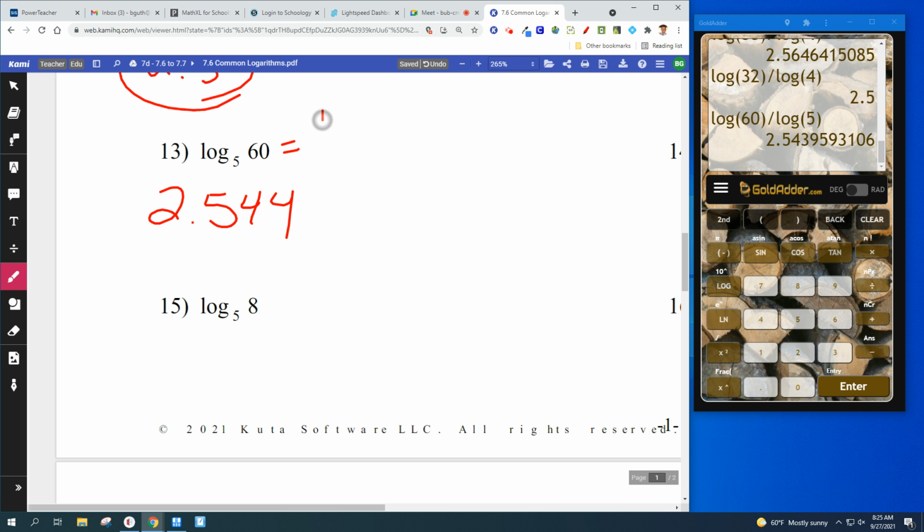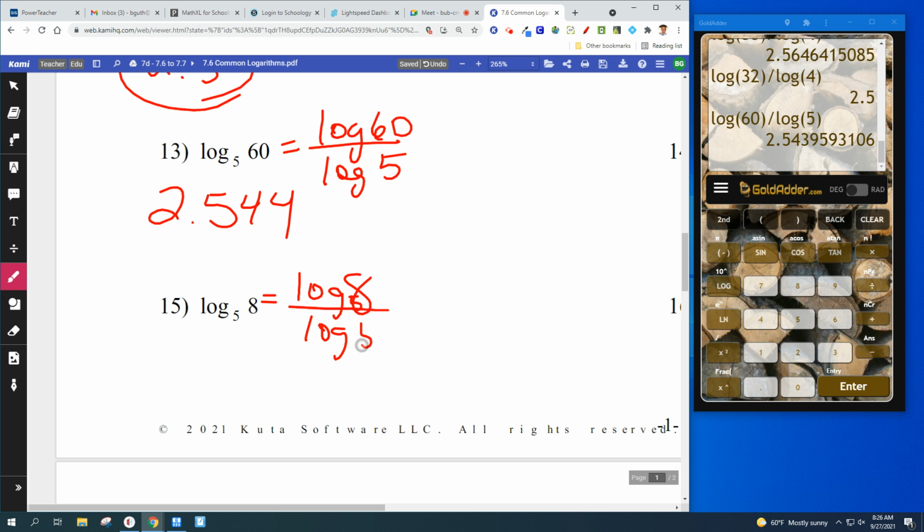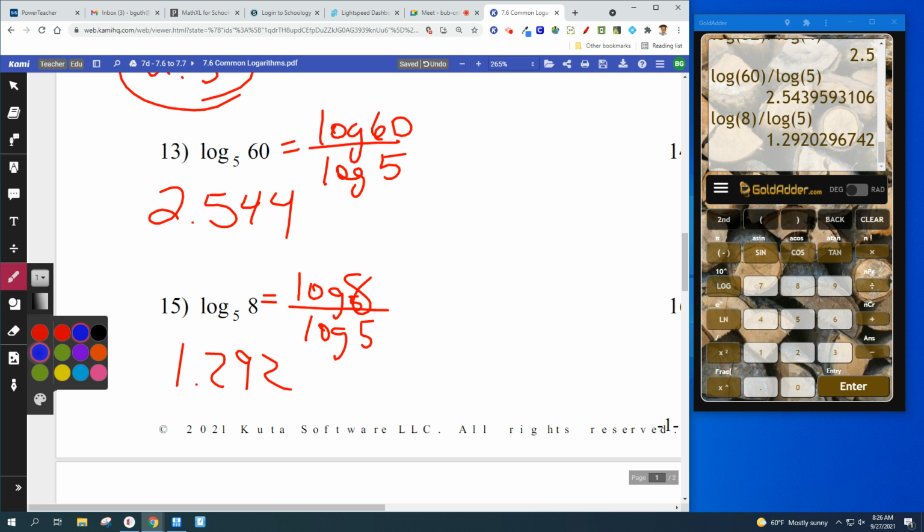I do want to see this piece of work, though, by the way. Log 60 over log 5. I know you don't need to, but that's how you would show your work for this problem. Okay, so the next one, log 8 over log 5, 1.292. Okay, let me give you one that you should be able to do in your head.